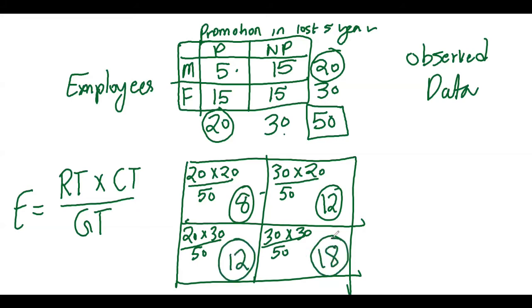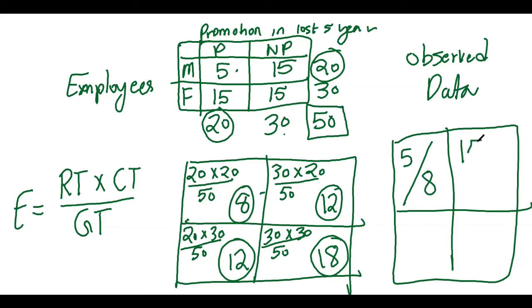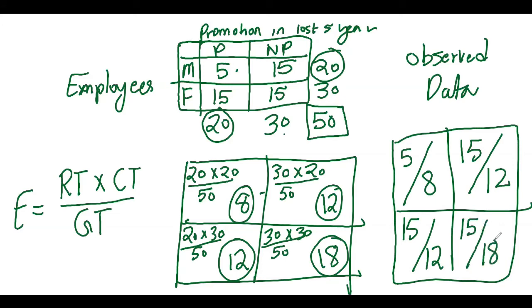So now I have these answers. Now I will compare these values. Here the observed is 5, expected is 8. In this case, observed is 15, expected is 12. And this is 15 and it is 12. Right. So tell me if my calculation is wrong. And this is 15 and this is 18. So let me check it. 600 divided by 50, 12. Okay.